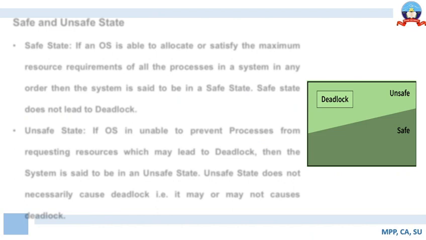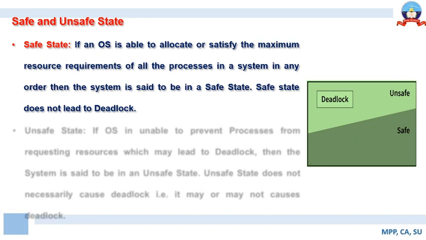Now let us try and define safe and unsafe state. Safe state: if an operating system is able to allocate or satisfy the maximum resource requirement of all the processes in the system in any order, then the system is said to be in a safe state. So a safe state does not lead to deadlock. This is what safe state is all about.